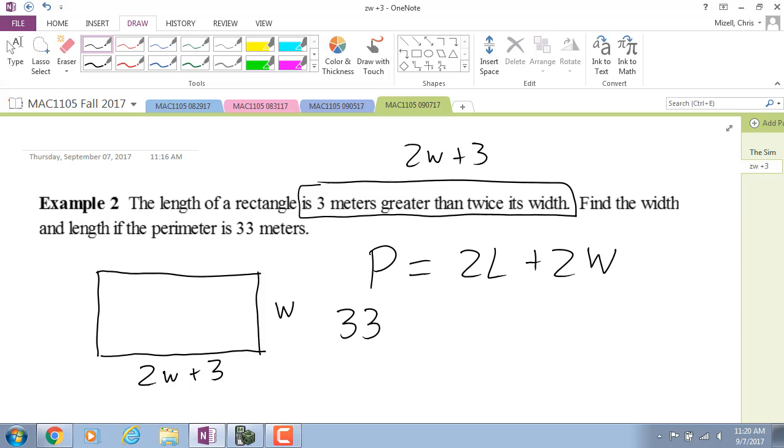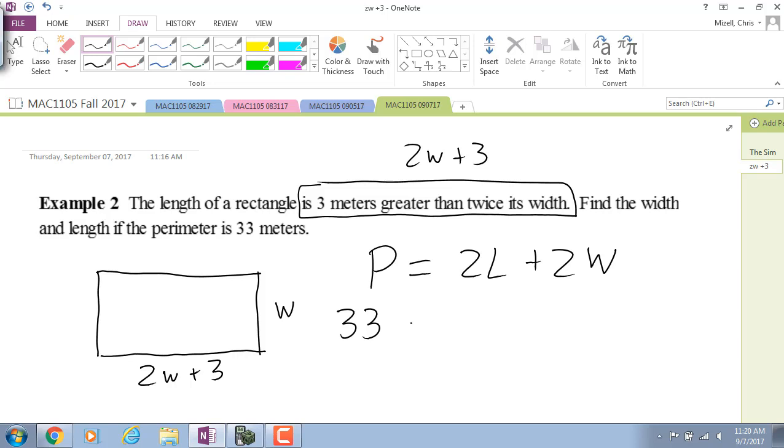I think I want to leave off the meters. Hopefully we won't get in too much trouble, as long as we understand that the final answer should be expressed in meters. We want to know the width and the length. We'll express the width in meters. We'll also express the length in meters.